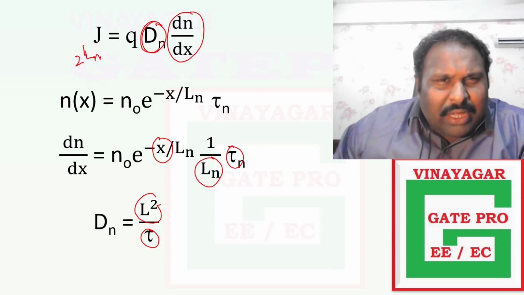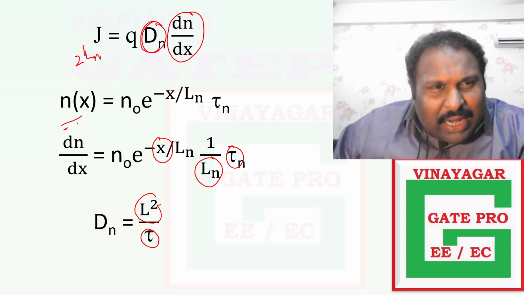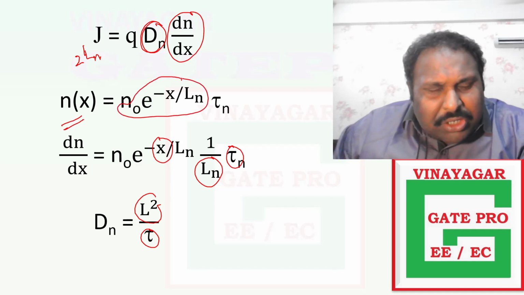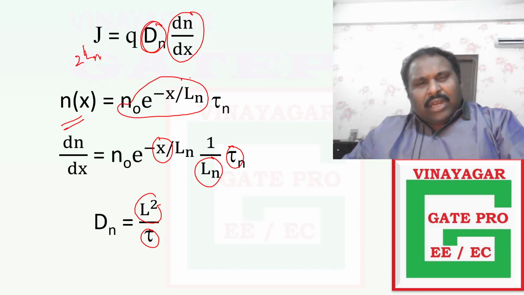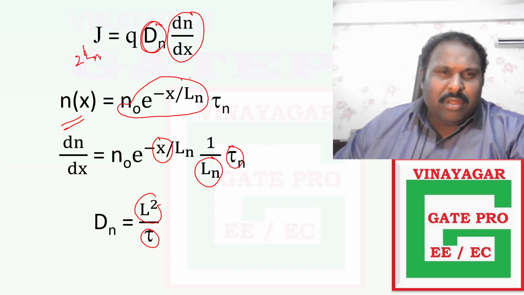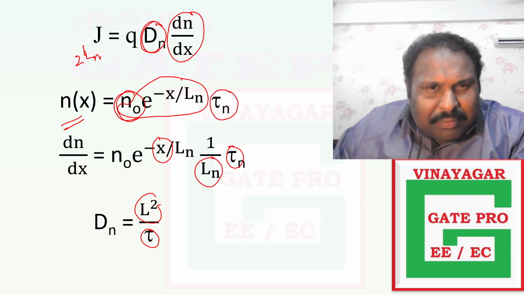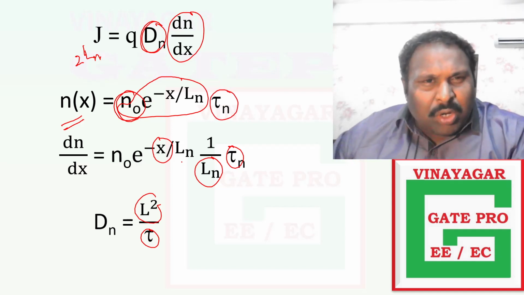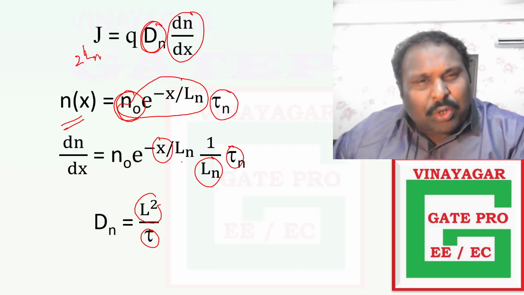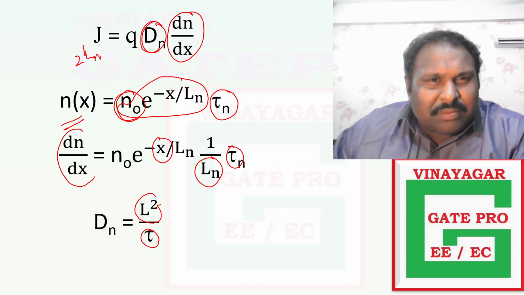We can get dn by dx. How do we get dn by dx? dn by dx we can get it because it is exponentially changing because of recombination. The carrier concentration is changing exponentially because of recombination. So that n naught per unit volume per unit time into lifetime. So that gives you dn by dx.